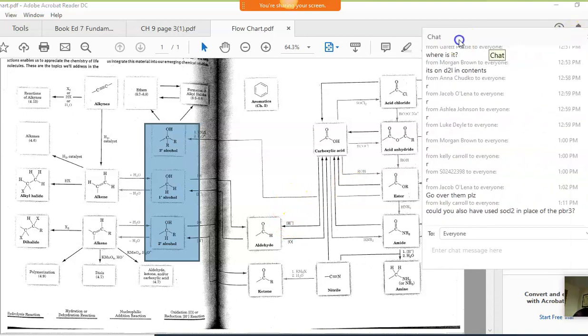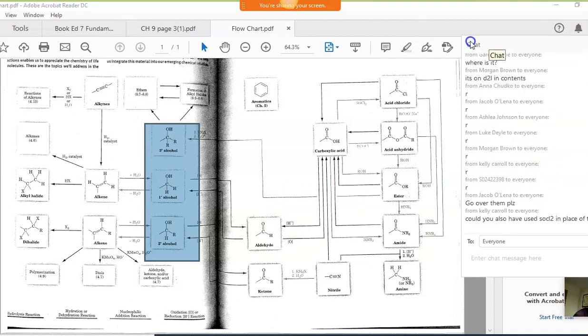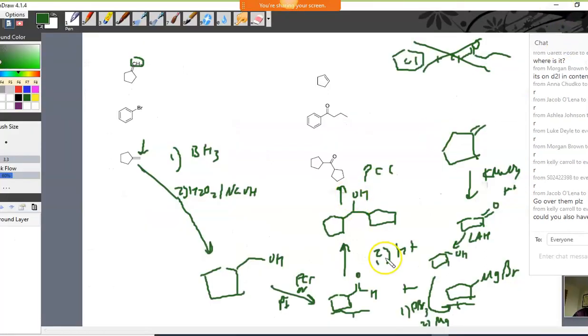Let's see, Kelly said, can you also use this? Oh yeah, sure. I just made it into a bromine. You can make it a chlorine, you can make it an iodine. Any halogen I use, you could use any of the other halogens. But like I said, I always do bromine because I think I told you guys, bromine is the Goldilocks of halogens. It's not too fast, it's not too slow, it's just right.